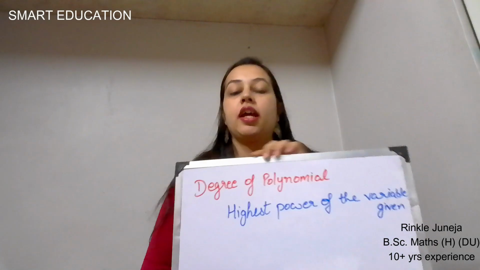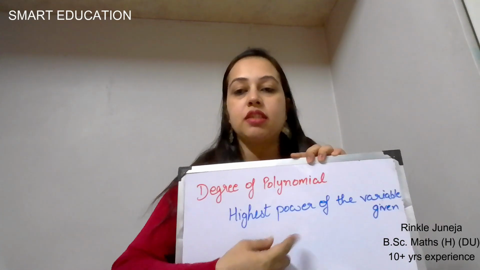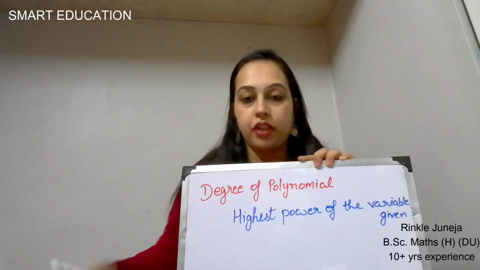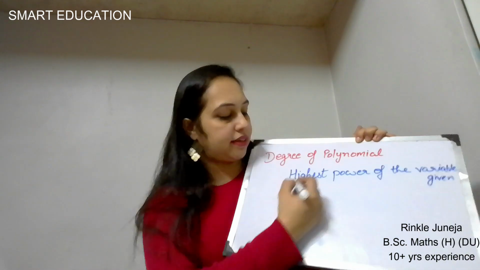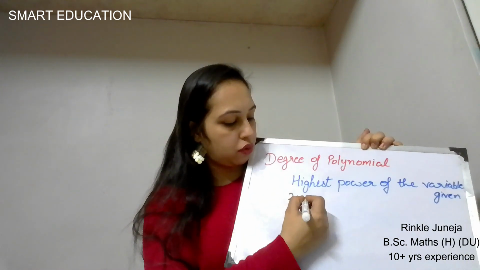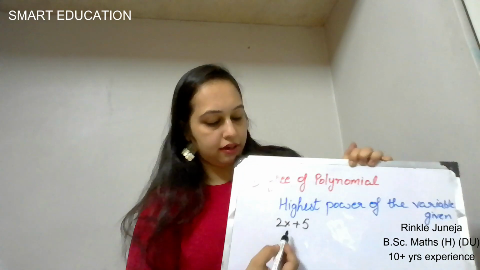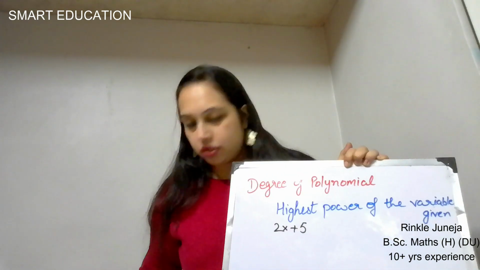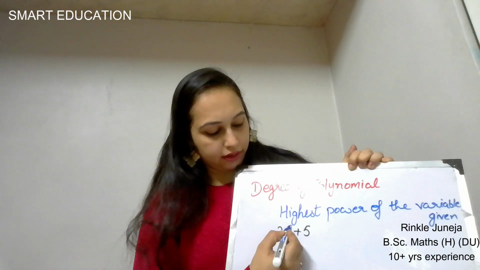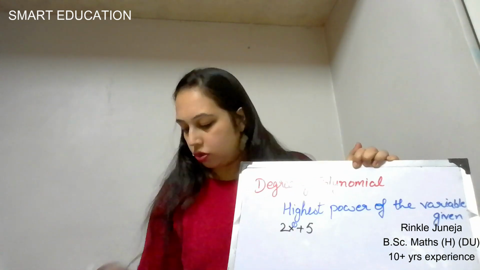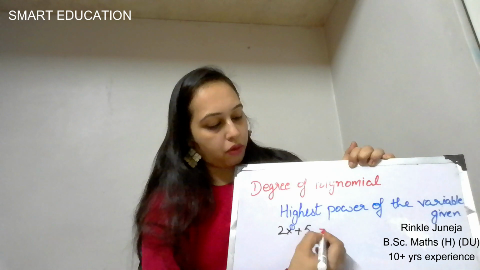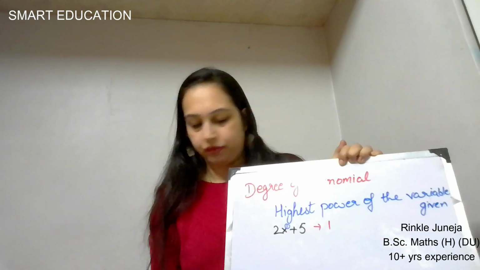Next, we need to know about degree of polynomial. Degree of polynomial means highest power of the variable given. Now, what does this mean? This means, for example, you have a polynomial 2x plus 5. Here, the variable is x, whose power is 1, right? This is the highest power. So, we can say that the degree of this polynomial is 1.